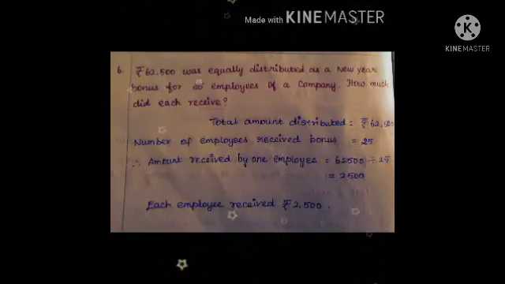62,500 divided by 25, how much? 2,500. So each employee can receive rupees 2,500 for the new year celebration.